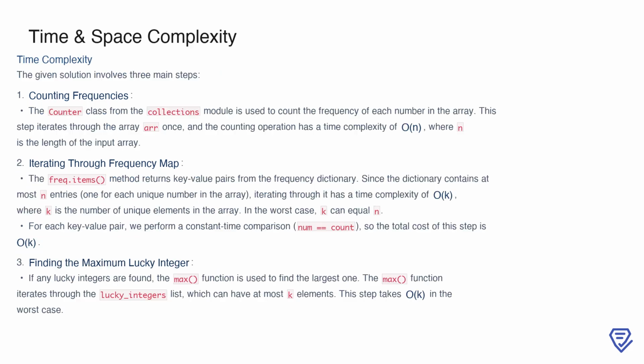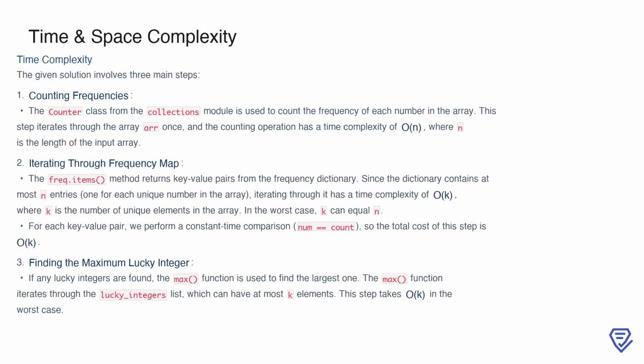To analyze the time complexity of our solution, we can break it into 3 main steps. First, we use the Counter class from the collections module to count the frequency of each number in the input array. This step involves iterating through the array once, so it has a time complexity of O(n), where n is the length of the array.